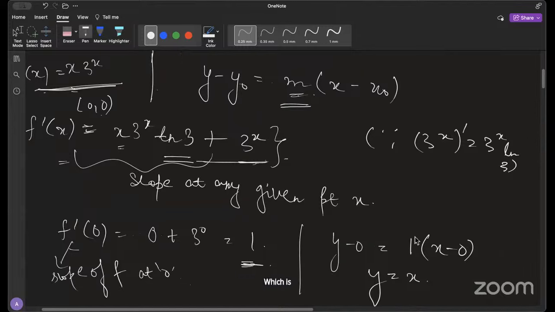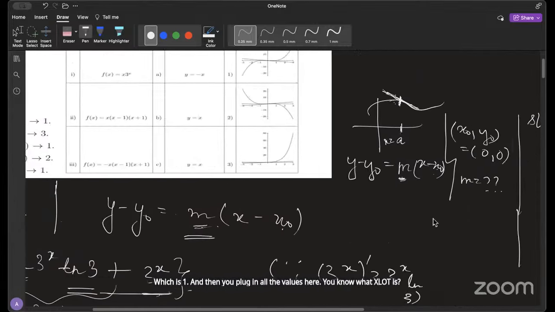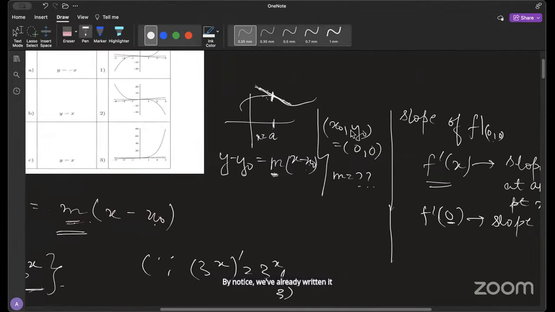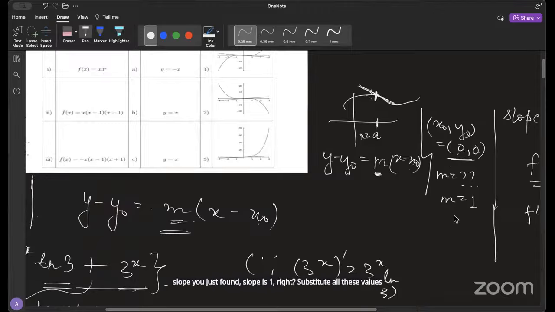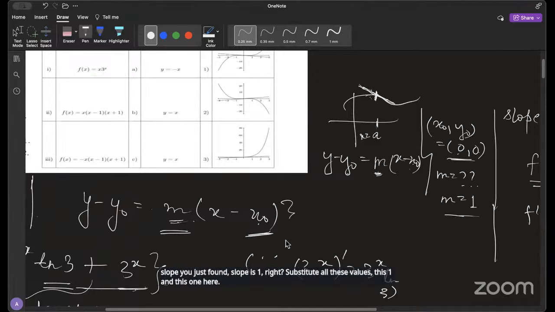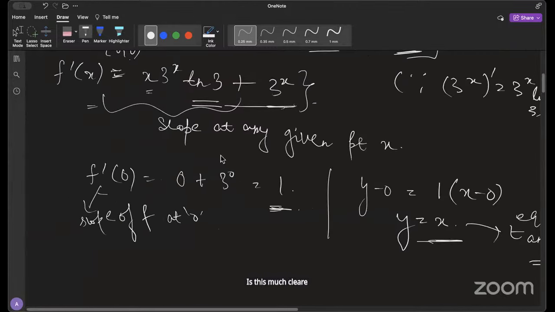Which is 1. And then you plug in all the values here. You know what x naught, y naught is. We've already written it here. X naught, y naught is 0, 0. Slope you just found. Slope is 1, right? Substitute all these values in this equation, and then you will get this one. So this is the equation of tangent. Is this much clear? Other than how we find the derivative.